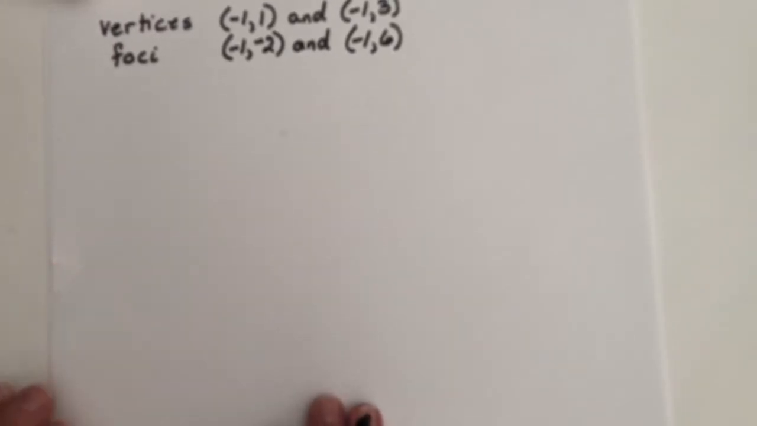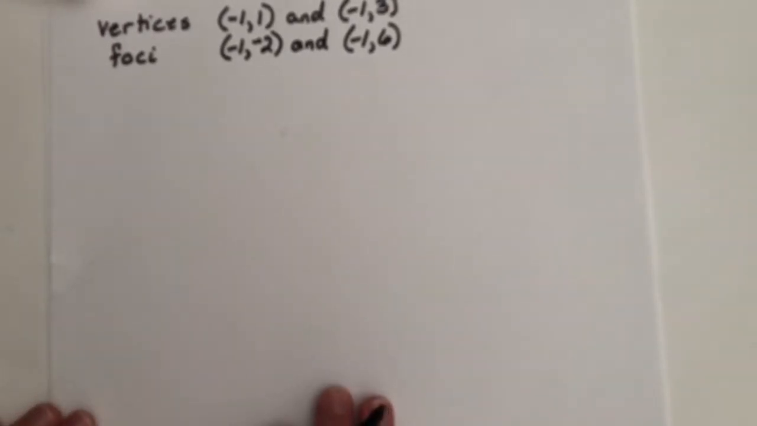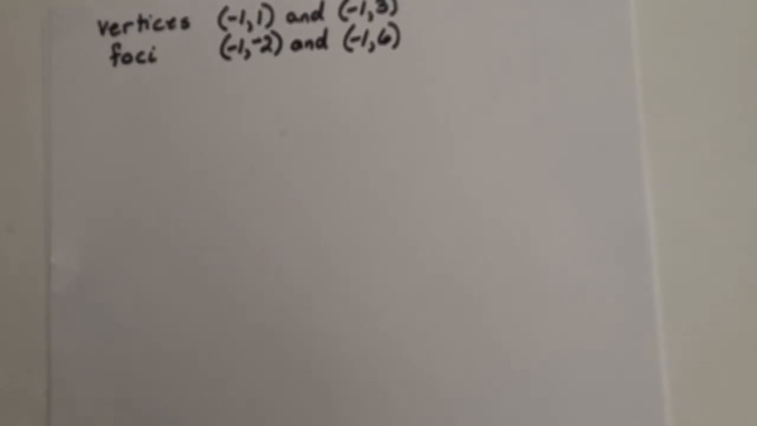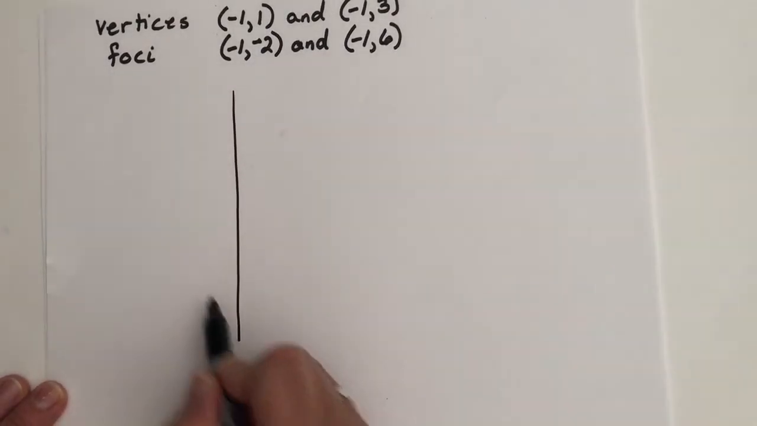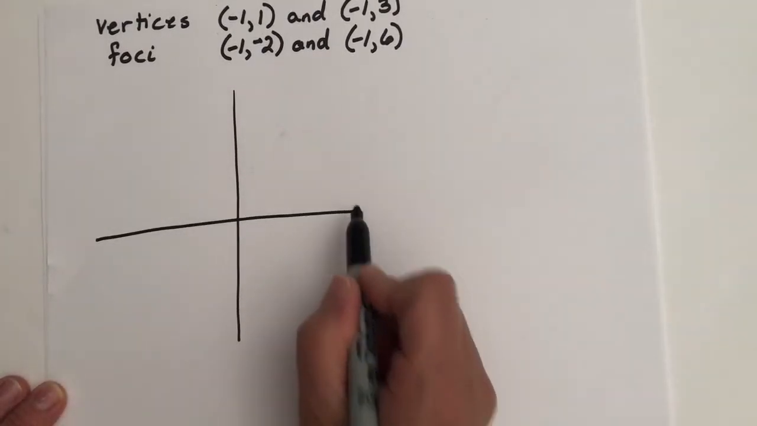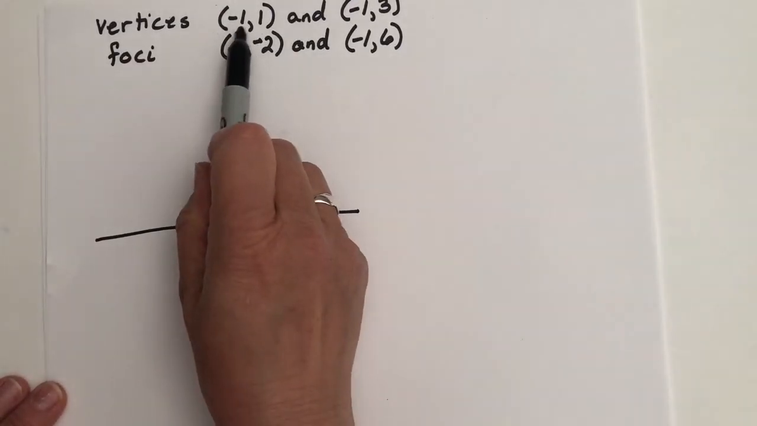Let's do one more. Let's do this one. Vertices are at (-1, 1) and (-1, 3), and the foci are at (-1, -2) and (-1, 6). Again, I'm going to draw a picture because it helps me think it through. So let's start with the vertices. (-1, 1).